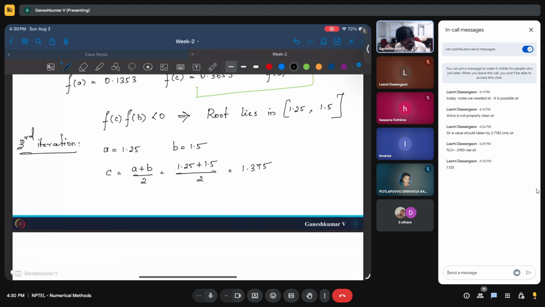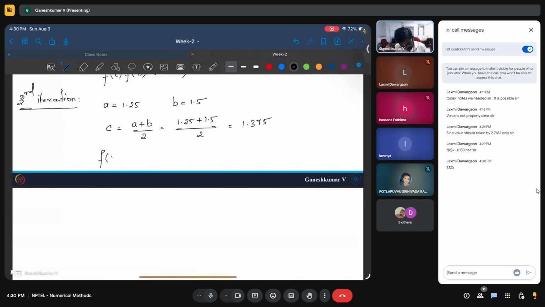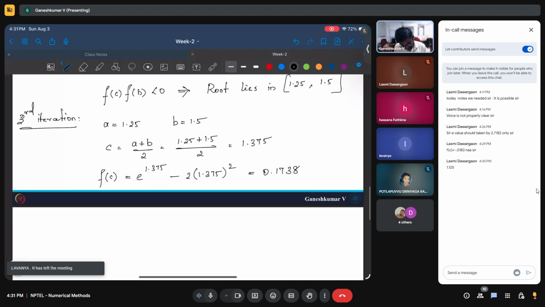Okay, now f of C you can find out. F of C is e power 1.375 minus 2 into 1.375 whole square, which is going to be, I guess, around 0.1738. Okay, now again you can check for yourself.